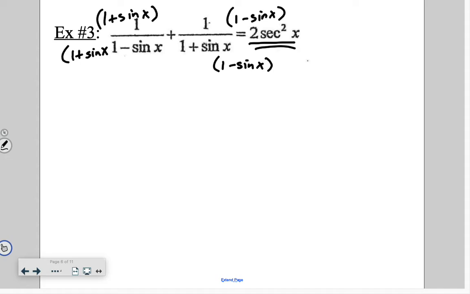Numerator for the first one is just 1 plus sine x. Numerator for the second one, 1 minus sine x. I'm going to combine these two fractions into one along with everything else right away. So 1 minus the sine of x. So there's our numerator. If I'm going to multiply out the denominators, what would I get? Close, other way around. Because the 1 is first. 1 minus sine squared. Yep.